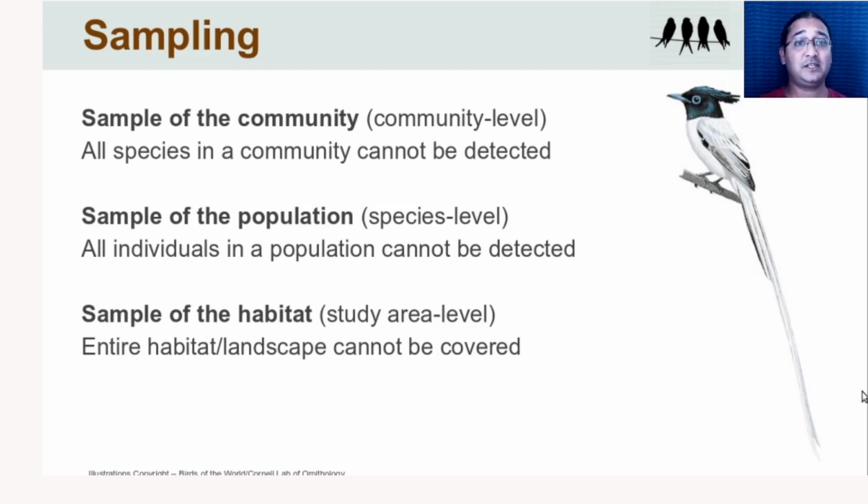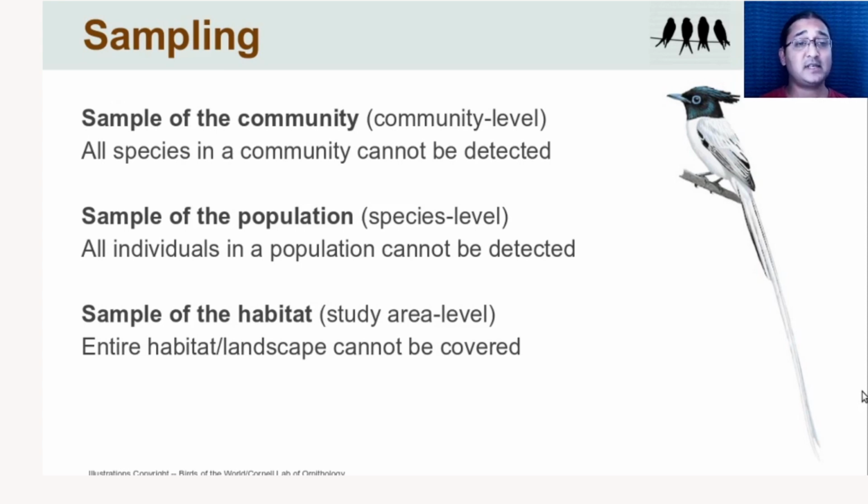Sampling indicates that all species in the community cannot be detected. So when you go out into, let's say, a rainforest that has many, many species, and you spend some time sampling or observing what species you're seeing or hearing, you will not observe all of the species. So it's a sample of the community, in that the rarer species are less likely to be detected, and therefore, in the sample that you collect, not all the species are going to be present.